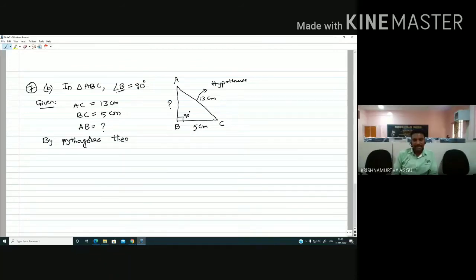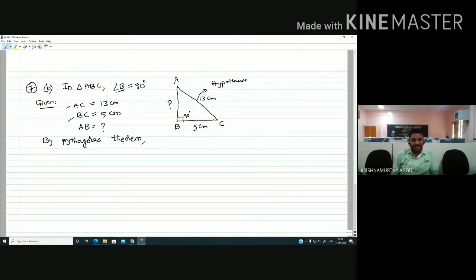How do you get the idea? Some students may have doubt. You observe the side lengths. Every triangle has 3 sides. Out of the 3 sides, 2 side lengths are given and another side length is not given. So you should search for the relation among the 3 sides of the right angle triangle. That is the Pythagoras theorem.